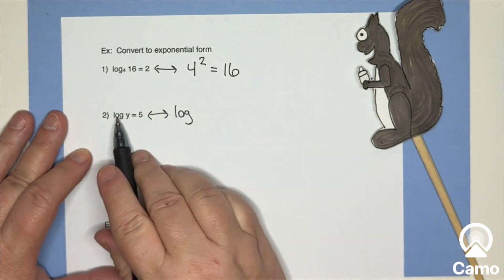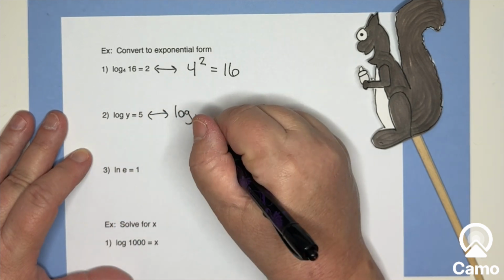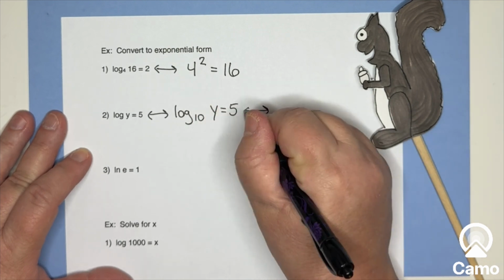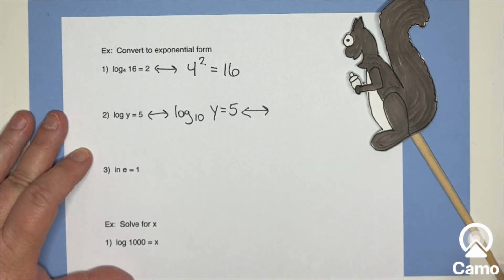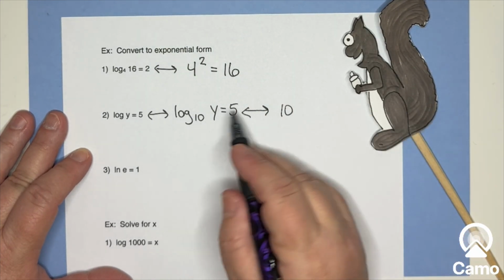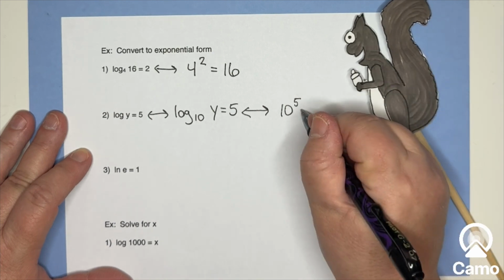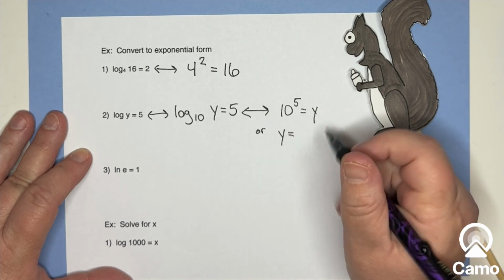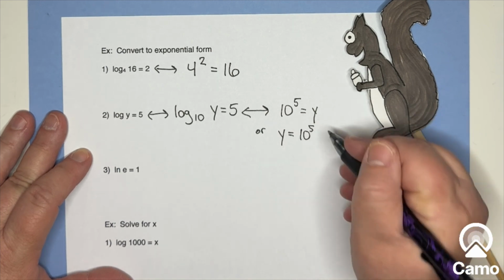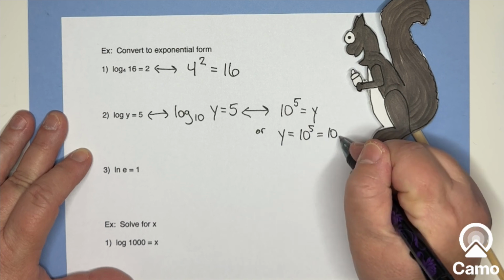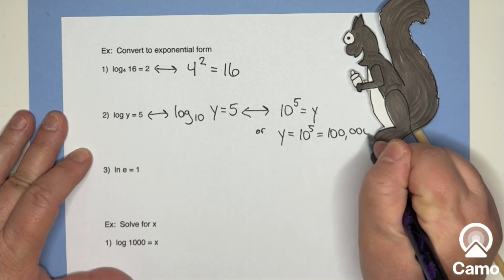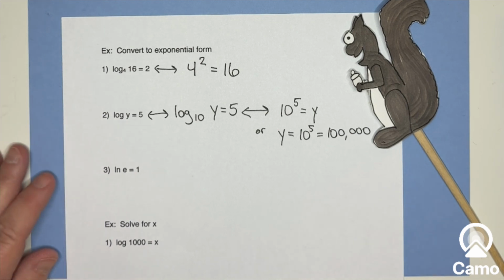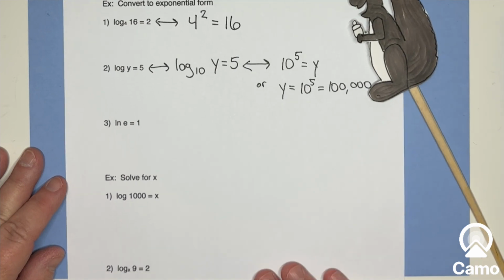If I just have logarithm, but no base, that's log base 10 of y equals 5. So remember that I start with the base, I go across to the answer, 10 to the 5th equals y, or y equals 10 to the 5th, which is, let's see, there are 5 zeros, 100,000. So that's pretty cool. Okay, next one.